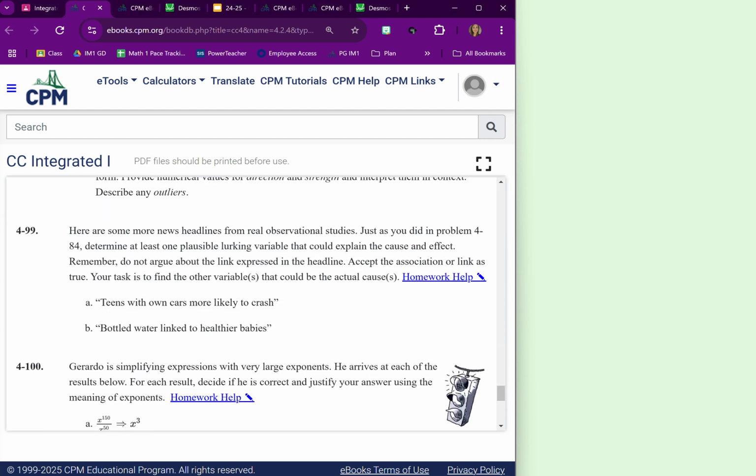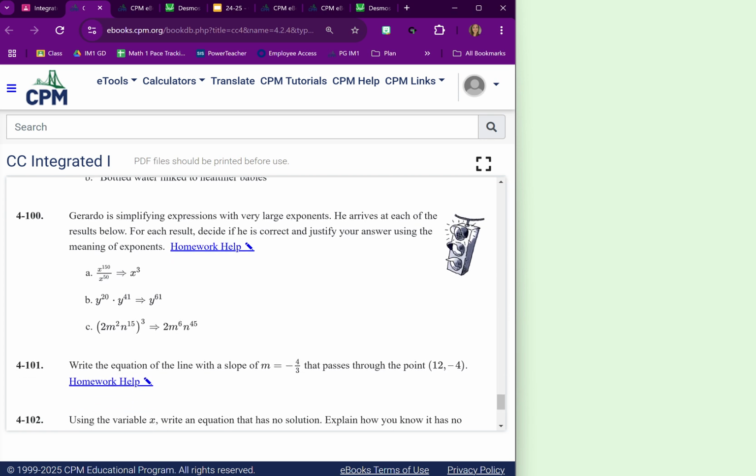Okay, make sure you pause and write down your answers for 499. For problem 100, we have all these exponent rules we learned. Let me see if I have them open. Okay, I don't have the tab open, but I can write them down.